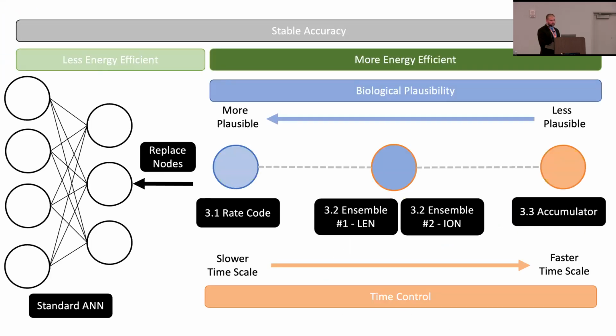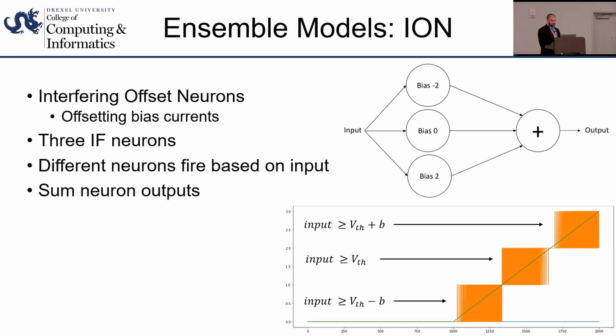So the next model that I'll talk about are the ensemble models shown in the middle here on our overview. The first ensemble model is called ION, for interfering offset neurons. If you look at the schematic on the top right, you can see that one input is sent to all 3 neurons in the ensemble. These neurons are different in their bias currents. So one has a negative bias, the other has a positive bias of equal magnitude, and the other is neutral. These outputs are then summed and interpreted as a single node in our network.